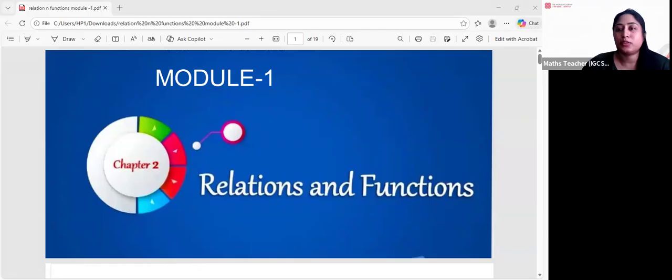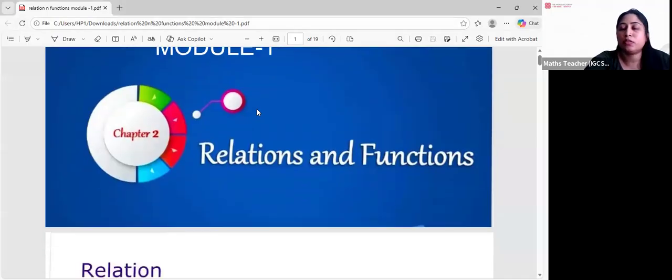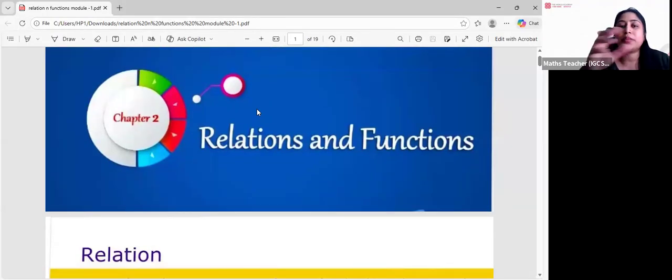The concept we are learning today is relations and functions from module 1. Let us see what relations and functions are. As the name says, relation: we already know the meaning of relations, correct? A relation is nothing but a connection, whatever connection we have with another person, with our mother, with our father, with our neighbors. So relation is nothing but a connection, correct?